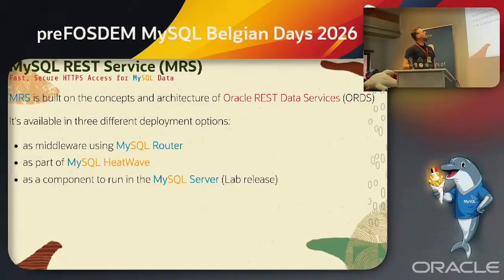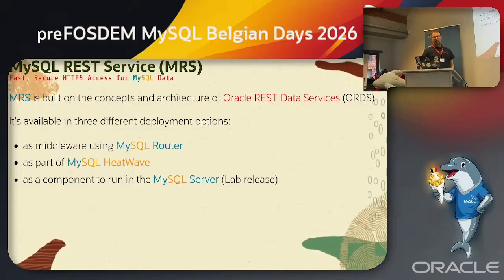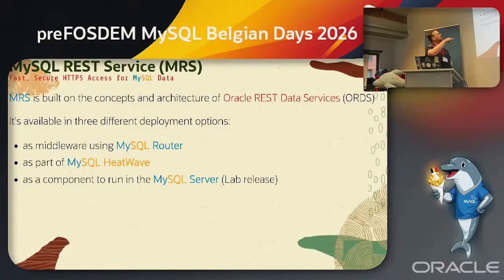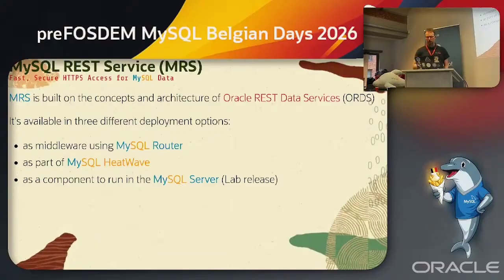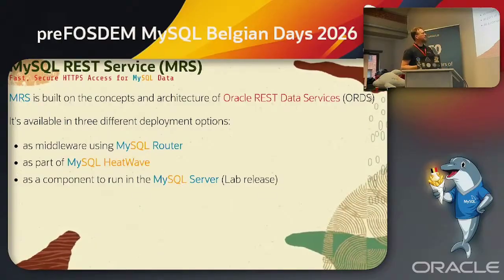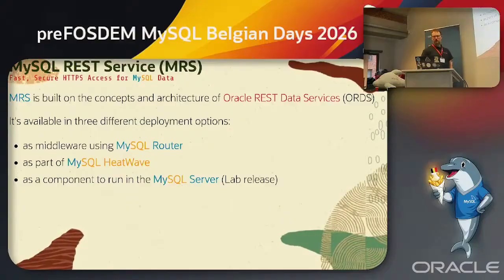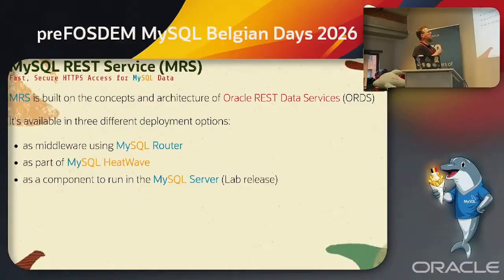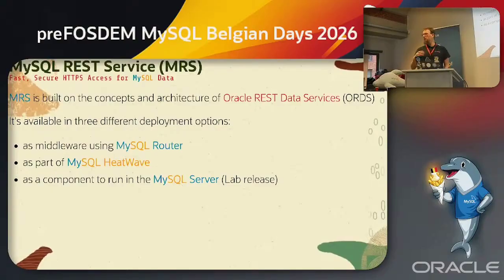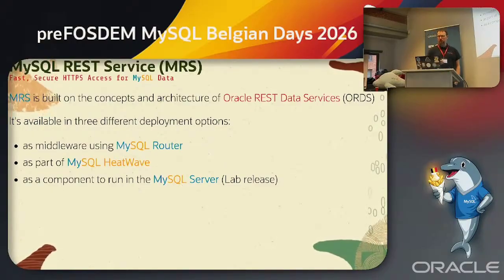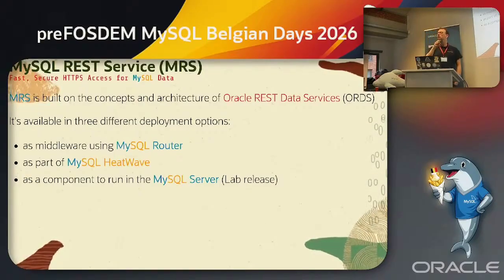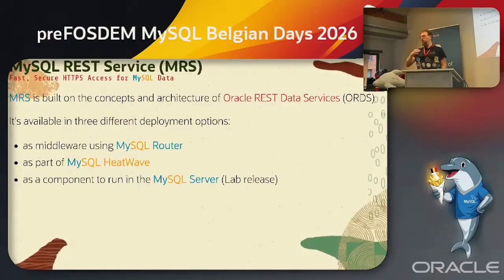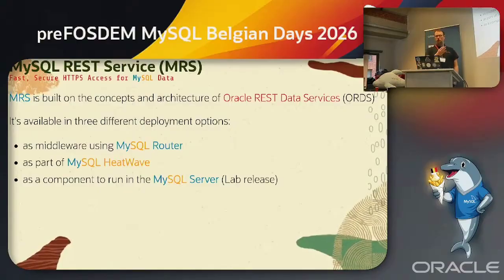So what is it? Miguel talked about it. It is built on the concept of Oracle REST Data Services, or ORDS, for the Oracle database guys. And we have three different options to use it. The first one, as Miguel also said, is with the middleware using MySQL Router, or in MySQL HeatWave. So when you deploy a MySQL instance in OCI, you can say, I want the REST service, and you will be able to use it for creating the application the same way. It's just installing the component and stuff that you don't need to do because you have it there.